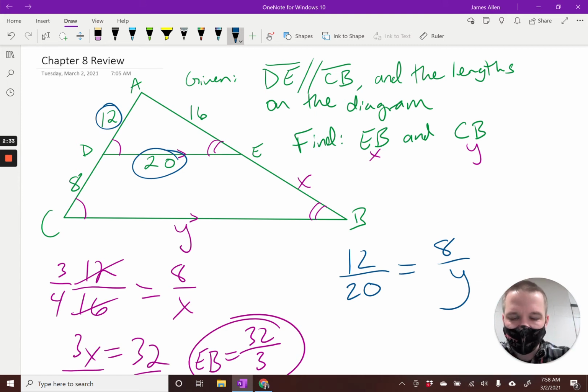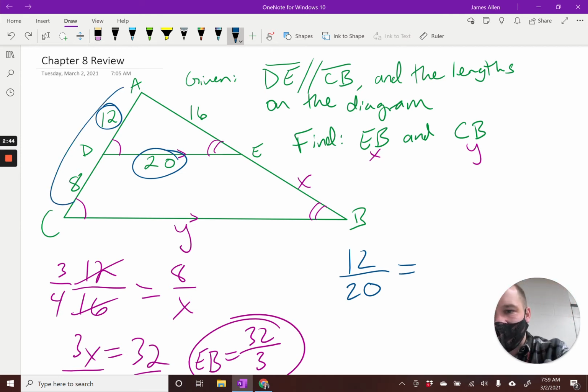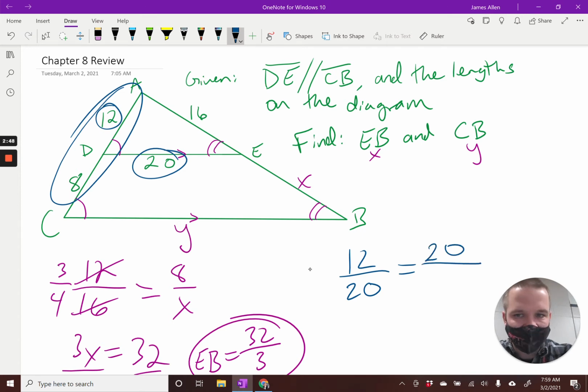Right now, we're not using the side splitter theorem because that only works with the two sides that are cut by the parallel lines. When we deal with the bases, we'll call them, of these triangles, I have to compare the entire side right here, which would be 20, over y. Bada boom, bada bing. All right, so that would be our proper setup. But the most common mistake is to put 8 over y, only use a portion of the side because we're thinking about it like the side splitter theorem.